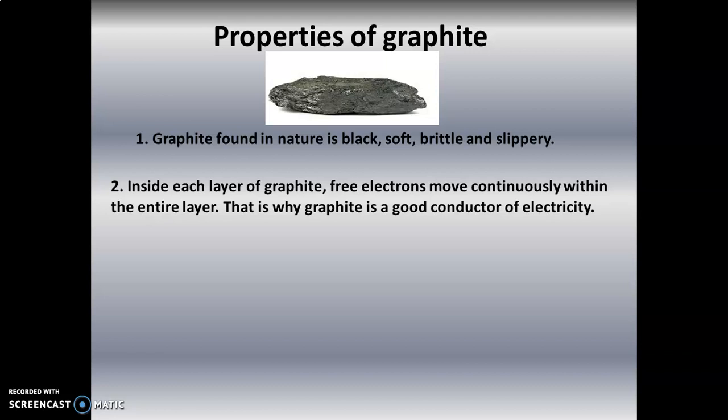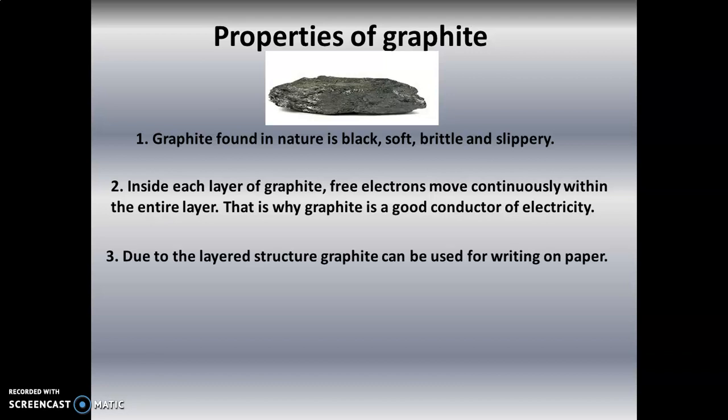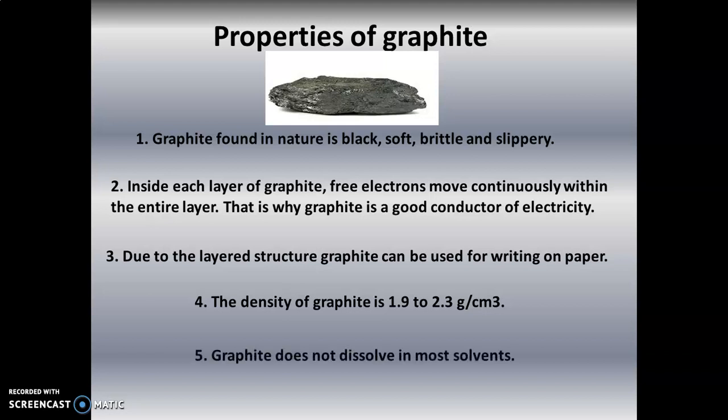Now look, diamond is also a form of carbon, which is a very bad conductor of electricity. But the same graphite, which is a form of carbon, is a good conductor of electricity. Due to the layered structure, graphite can be used for writing on paper. Because of the pressure, the layers are so fixed with each other that it looks like a continuous structure, and we can use it for writing on paper. The density of graphite is 1.9 to 2.3 grams per cubic centimeter. And graphite also does not dissolve in most solvents, just like carbon.